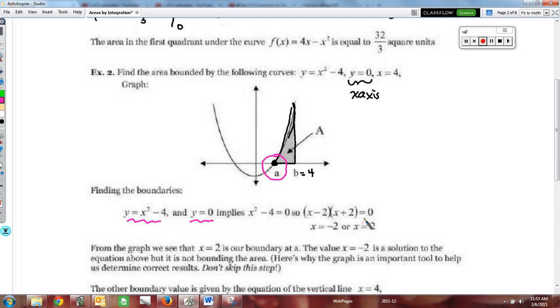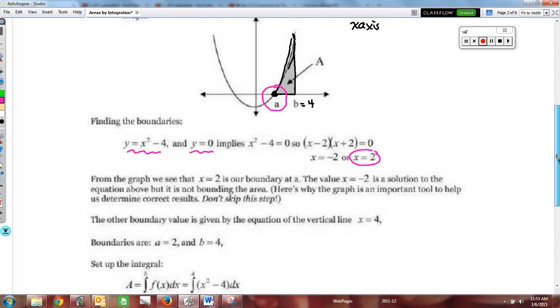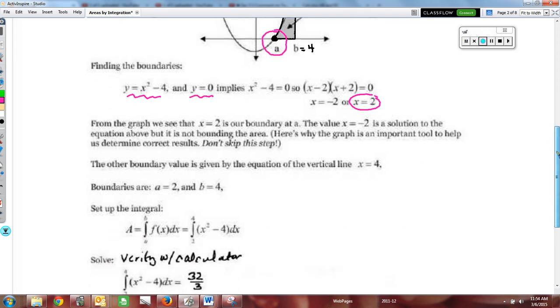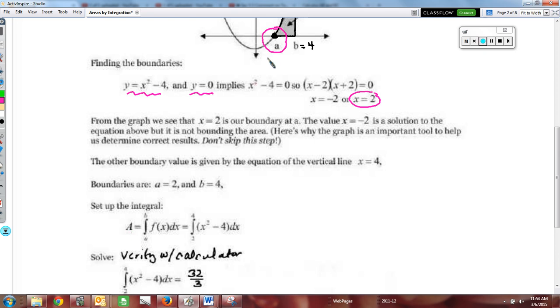So we, again, factor and we solve. We get plus or minus 2. But remember, you've sketched it and you know that we're basically going for the 2. So our lower bound is going to be 2. Our upper bound is going to be 4. So when we go to do our integral, our area, again, because it's always above here, is going to be the integral from 2 to 4 of our x squared minus 4 dx.